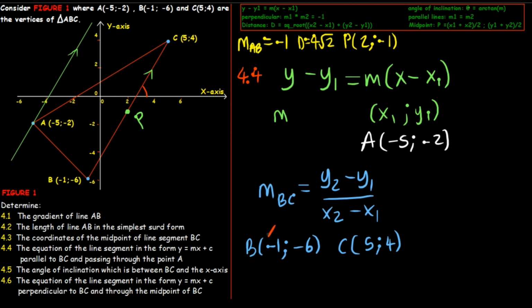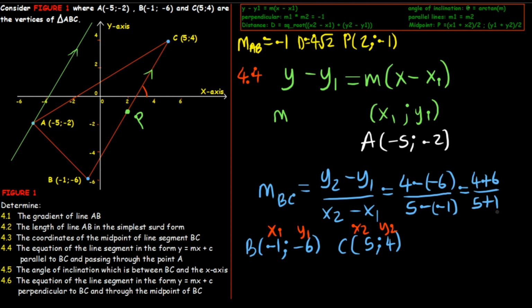Okay, so this will be our x1, y1, and this will be our x2, y2 coordinate. So now let's substitute correctly. Our y2 is 4, our y1 is -6, and our x2 is 5, and our x1 is -1. Alright, so this will give us a 4 plus 6 over a 5 plus 1.